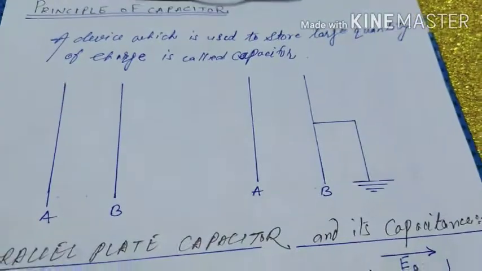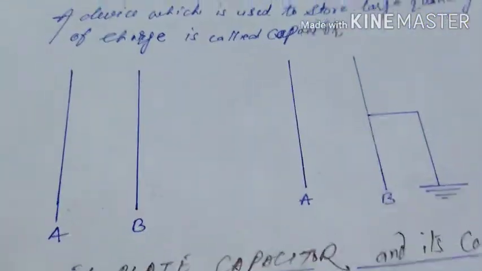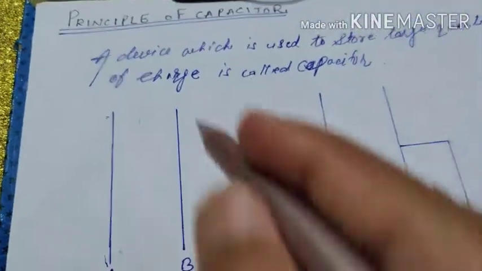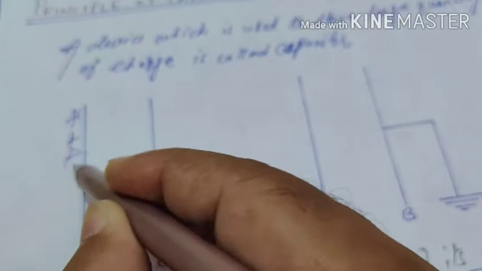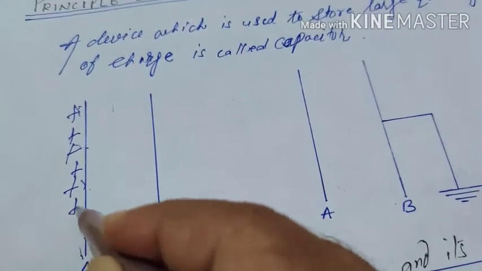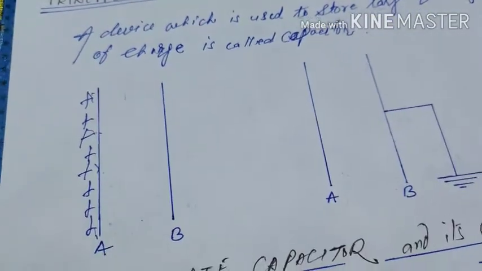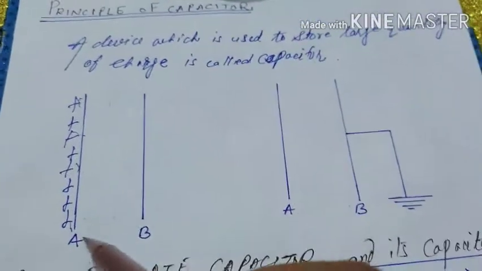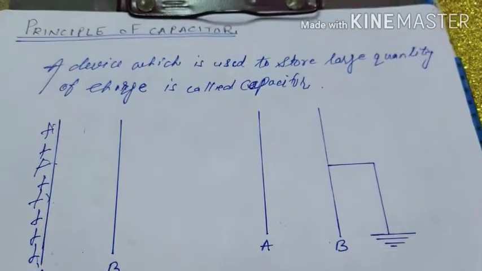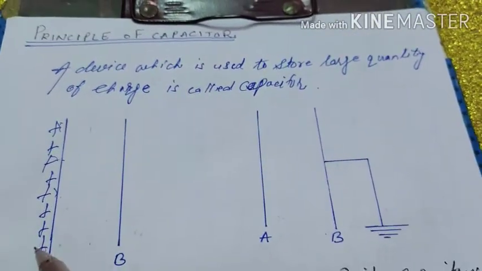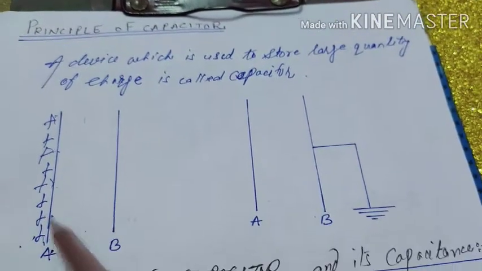To understand its principle, let us consider a conductor A on which charge is given. I am going to charge this conductor with the help of a battery, and let us suppose that charge Q is supplied to plate A. So plate A is charged so that its potential becomes maximum. You can give maximum charge.